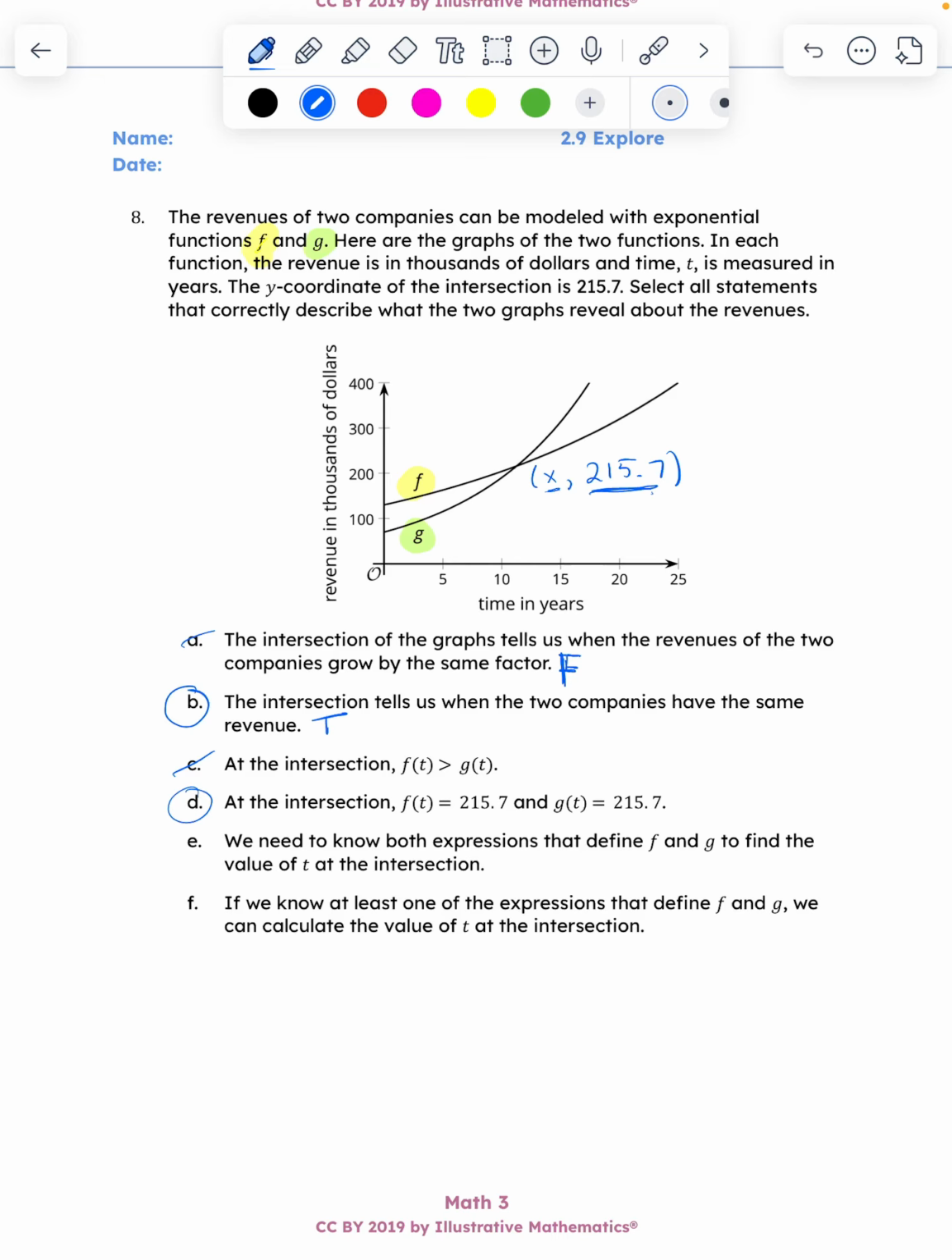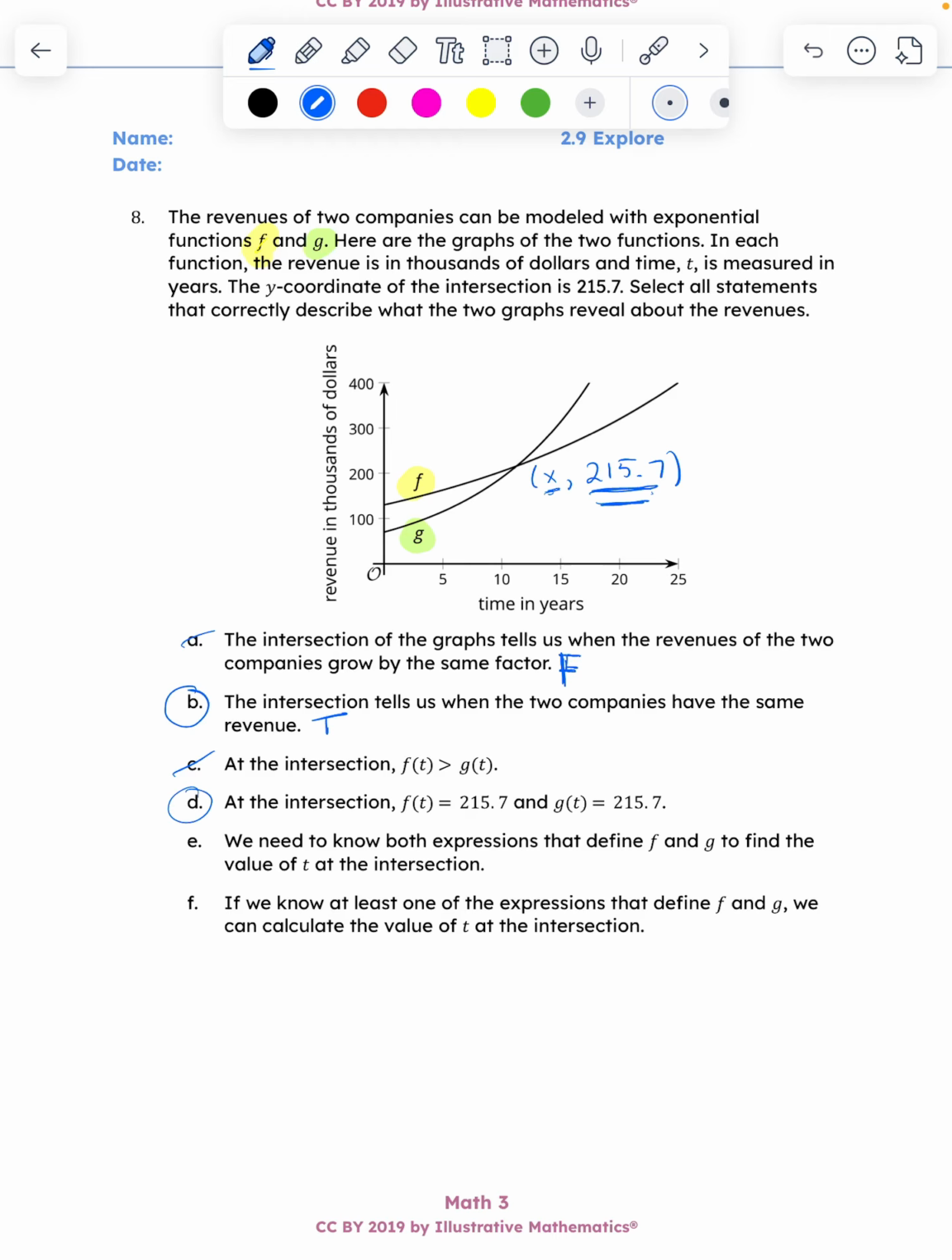Well, if we had one, I think we could do it, because given any y value of a function, we can find its x value. So if I knew f, I could set it equal to 215.7, solve for my exponent, use logs to do it, and that would give me my x value there. And if I knew g, I could do the same thing. I could set it equal to 215.7 and solve for my time at that point in time.